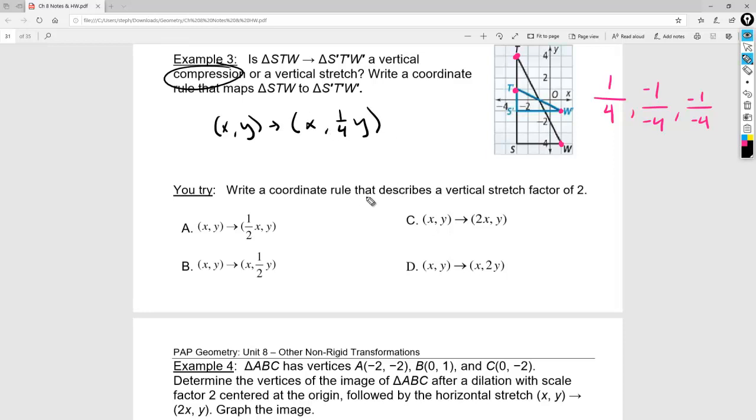Okay, now they want us to write a coordinate rule describing a vertical stretch factor of 2. So vertical stretch meaning y, so I need my y to have a 2 next to it. So this is a horizontal compression by 2, I suppose you could say. This is a vertical compression, horizontal stretch by 2, and this is my vertical stretch by a factor of 2.